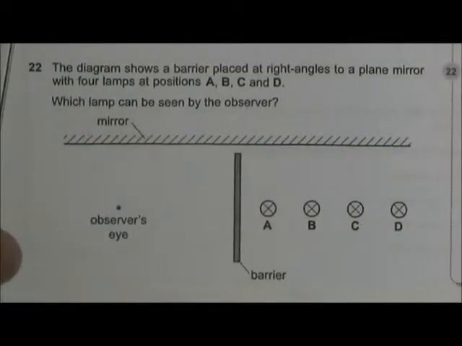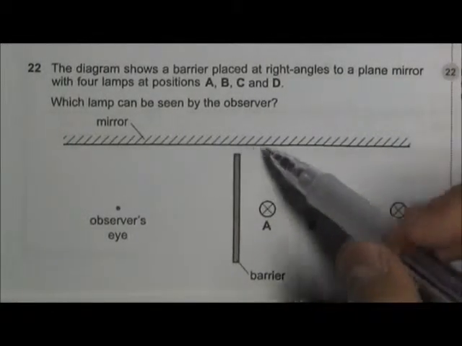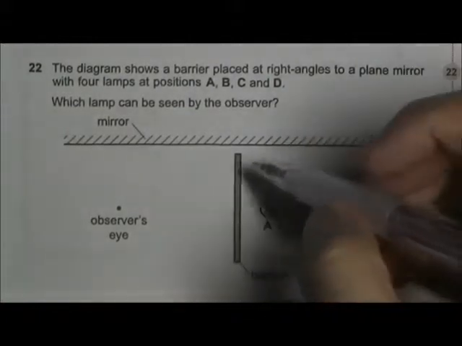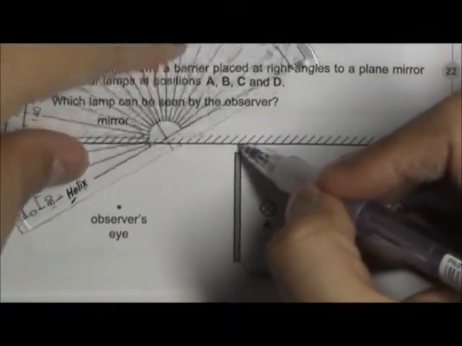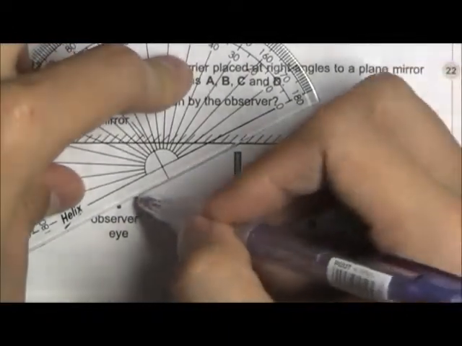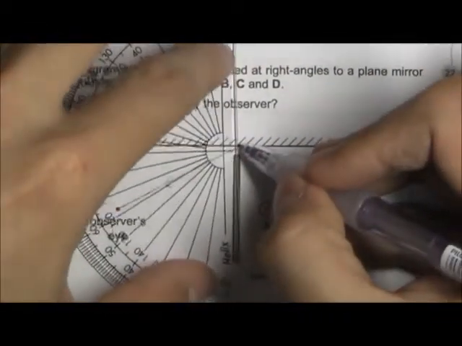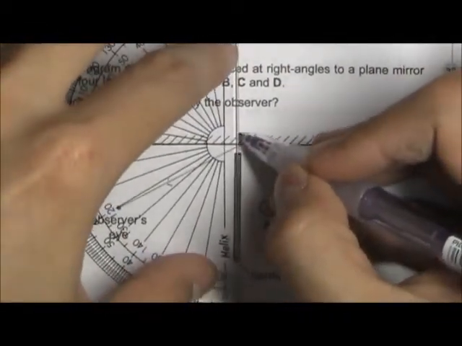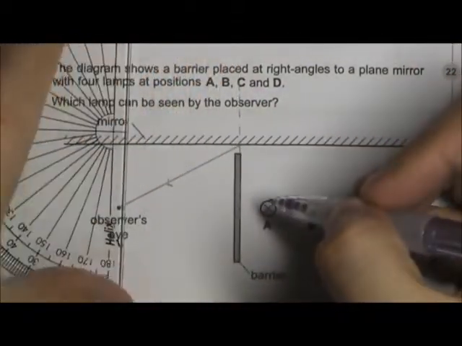Okay, to answer this question accurately, we need a protractor. So because of this barrier, the light ray from the lamp can only be reflected off this point to the observer's eye. So we can draw this ray here with an arrow, and we should draw a normal that is 90 degrees to the mirror dotted line, because normal is an imaginary line. Then let us measure the angle of refraction.